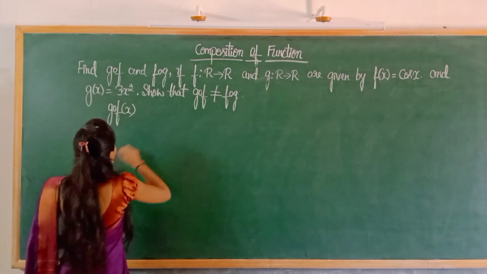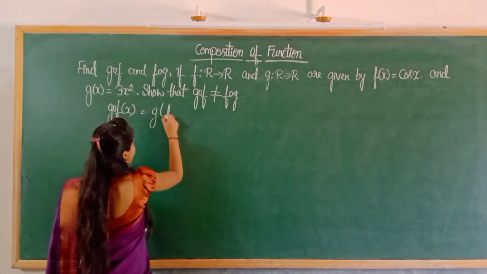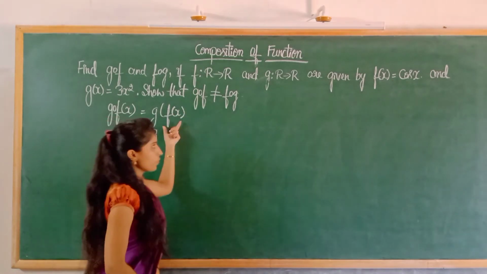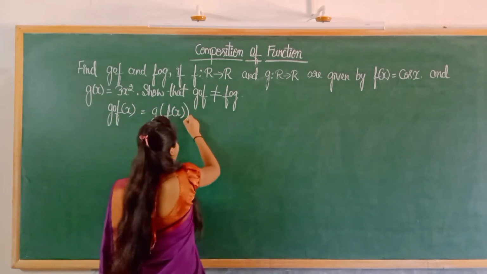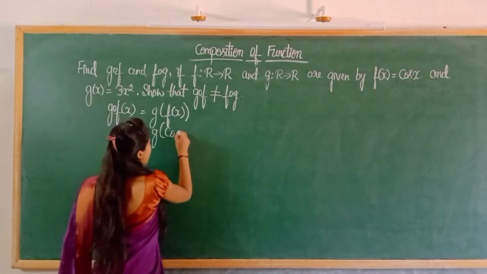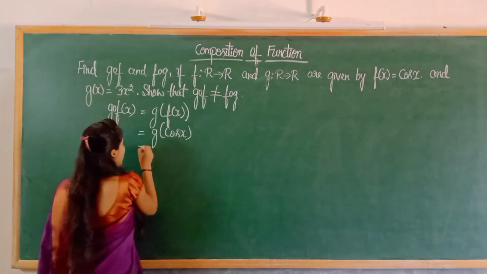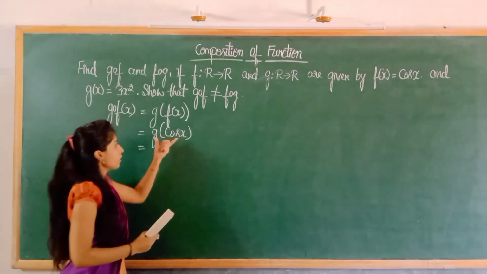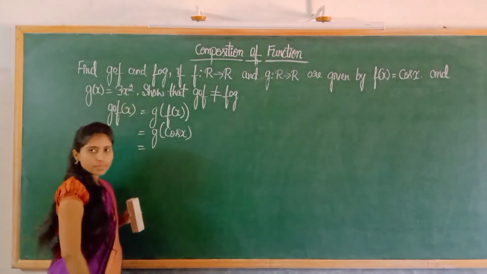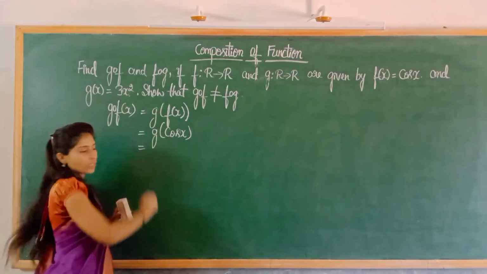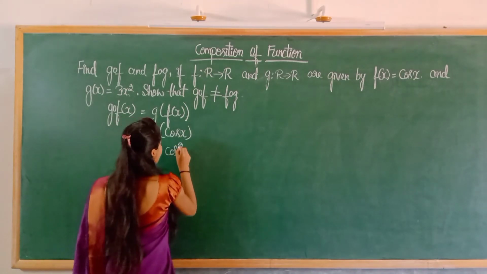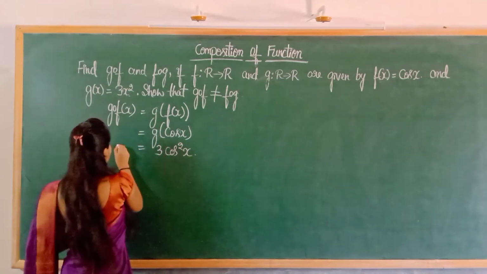That is g of f of x. We know the value of f of x, f of x is cos x. So in place of f of x I am writing cos x. Okay, this is the value of g composition f of x.